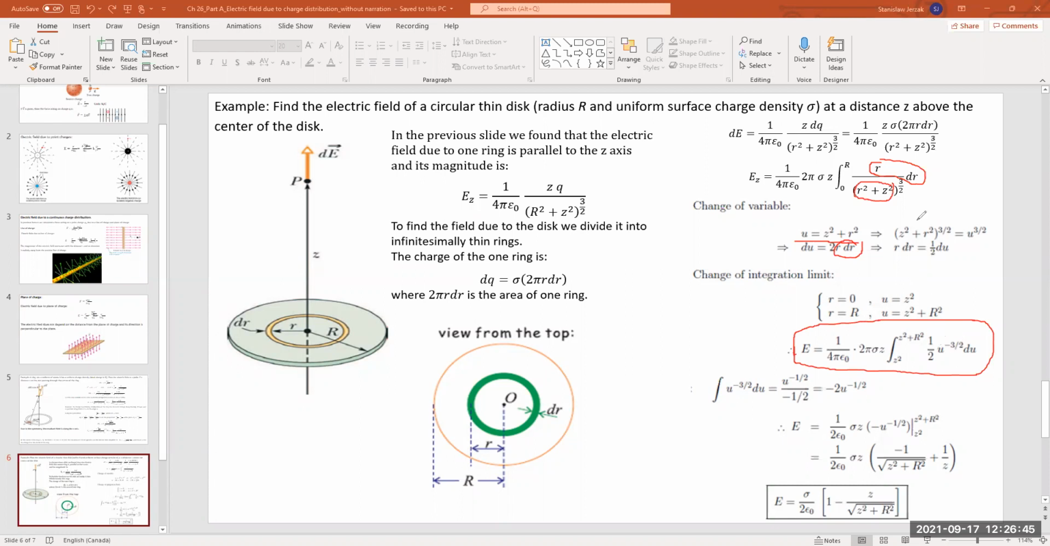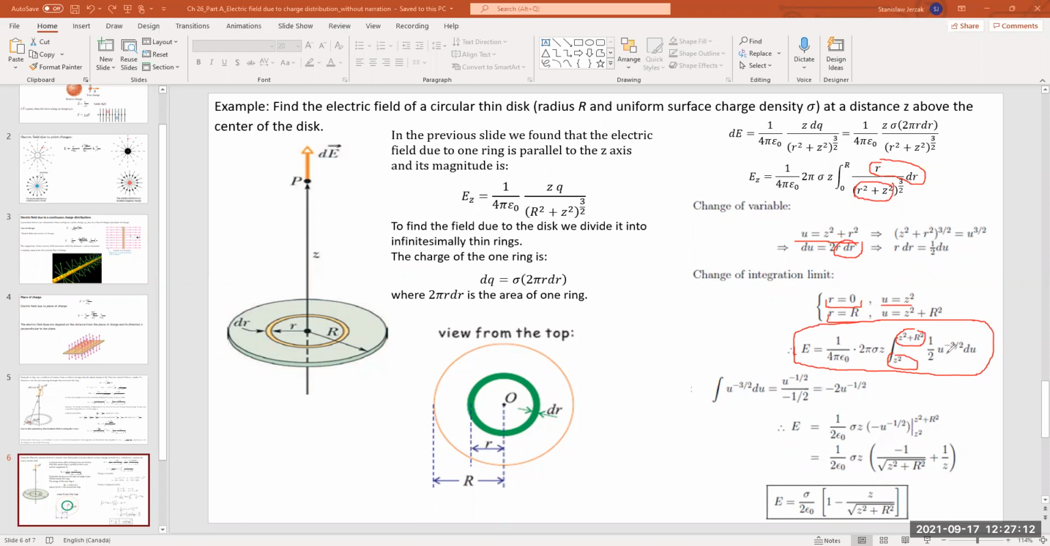So because that u to 3/2 was in the denominator, I took it as u to negative 3/2. And I changed the limits of integration, because initially the integral was written in terms of lowercase r. So when lowercase r is equal to 0, then u will be z squared. But when the lowercase r upper limit was capital R, then u will be z squared plus R squared. So here are the new limits of integration.